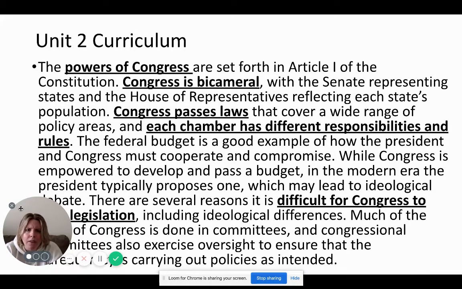Congress passes laws that cover a wide range of policy areas, and each chamber has different responsibilities and rules. That's a key thing that we'll go over in just a little bit, as far as what the Senate can do and what the House can do. It tends to get a little bit more trivial with that.